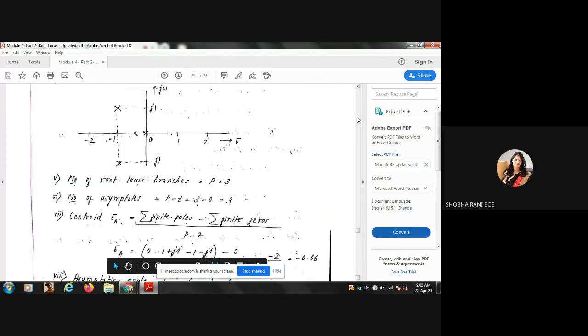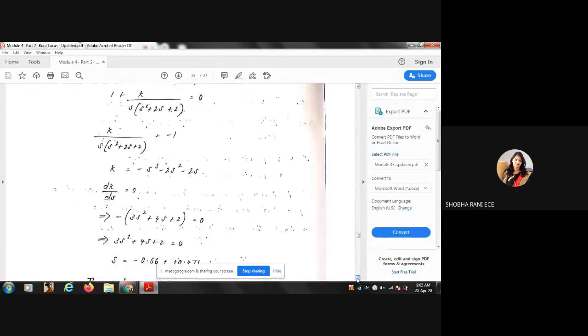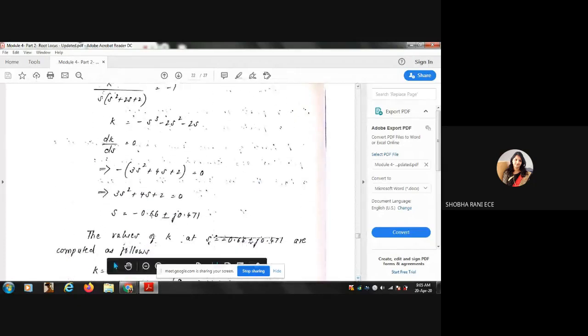If I sketch this, I get the point somewhere here, as you can see from the cursor. But what is a breakaway point? It is a point on the real axis. So for the point to lie on the real axis, the root should be a real number. From the roots we have got, we can come to the conclusion that there is no breakaway point for this particular problem. If you had only minus 0.66, then we would have said it is a breakaway point. But here we have got complex numbers, so it is not a breakaway point.